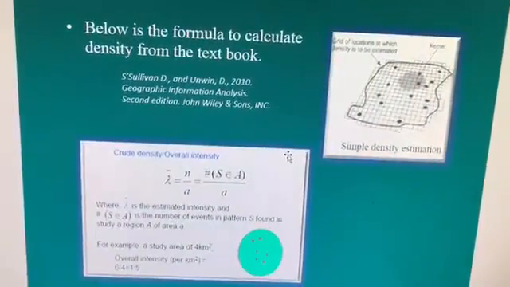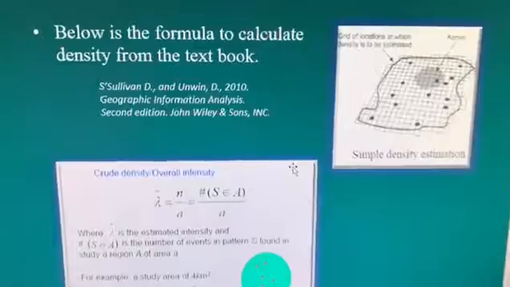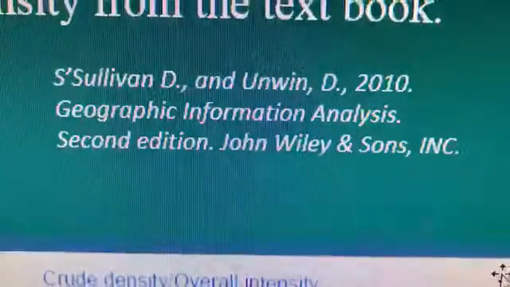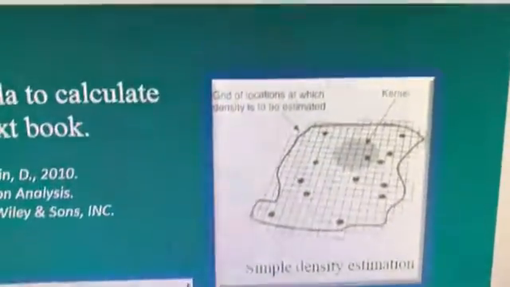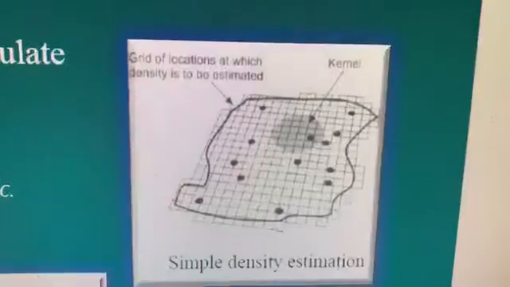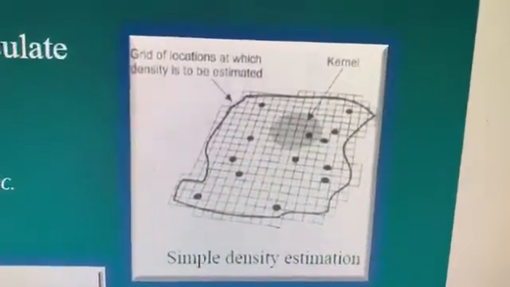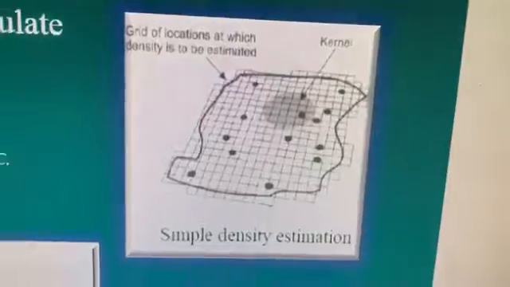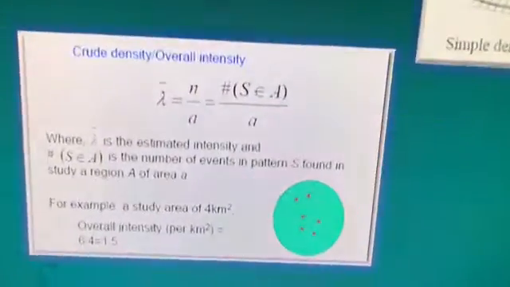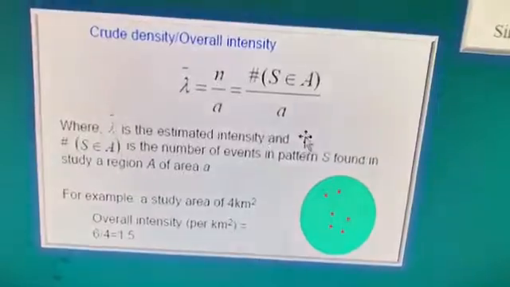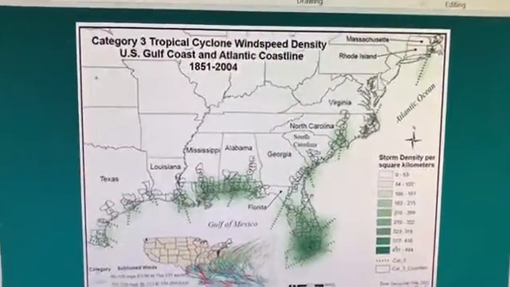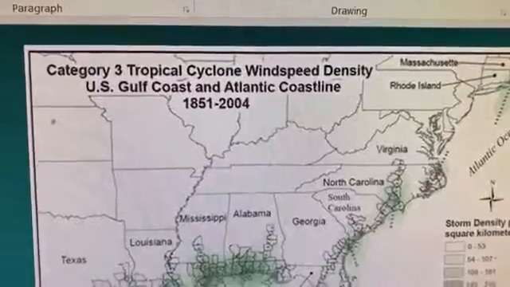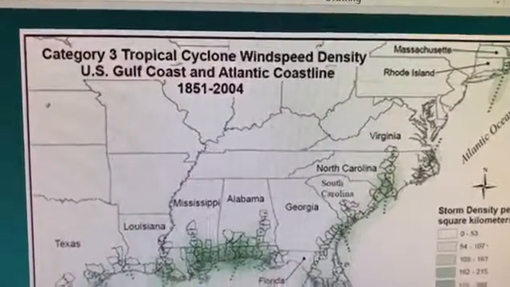This is the formula to calculate density from the textbook. It shows the grid of locations where the density is to be distributed, and the formula to count the density overall. This is the second map, showing the density of category 3 based on the wind speed.